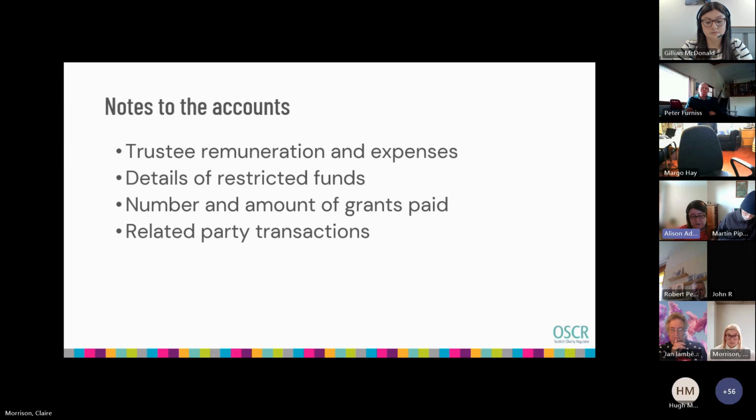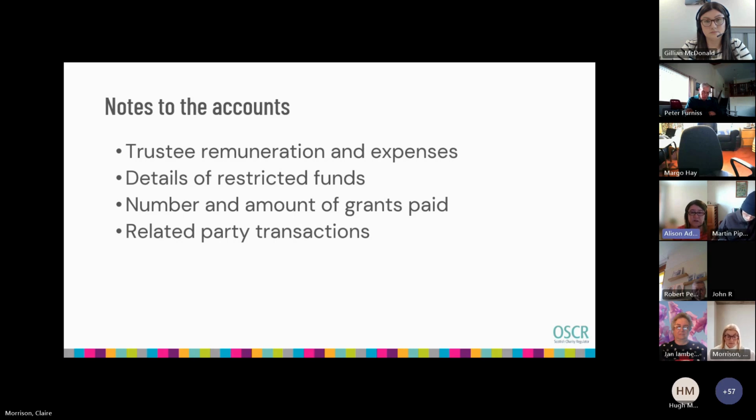The notes must include details about the nature and the purpose of the different funds held by the charity and any restrictions on their use. The notes should detail the number and amount of any grants paid out by the charity, the type of activity or project supported by those grants, and whether they were paid out to an individual or to an organisation.